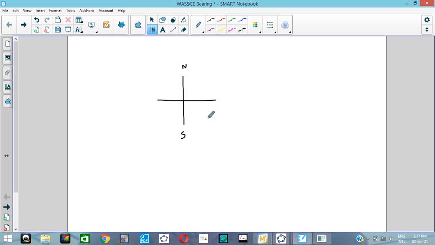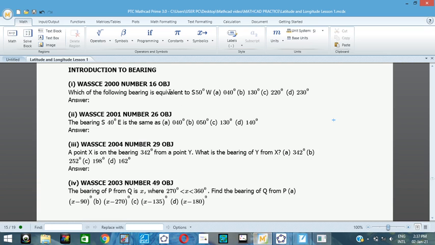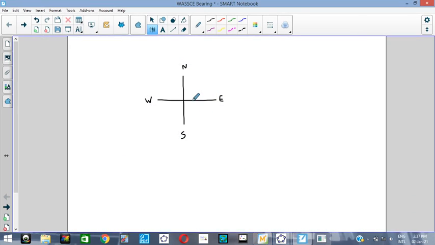It depends on how the question comes. If the question comes in 3 digits, you already know how to move. But this question is in cardinal form, which is a compass bearing. They want you to find the equivalent in 3 digits. So without wasting time, this is all we need to do. You are facing south, which is something like this, 50 degrees west. So the 50 degrees is here. So how do you get your answer here?